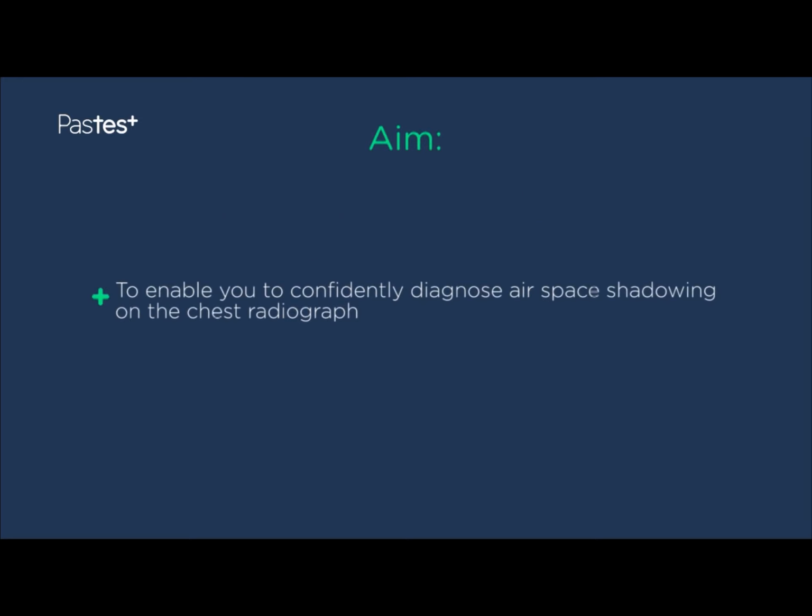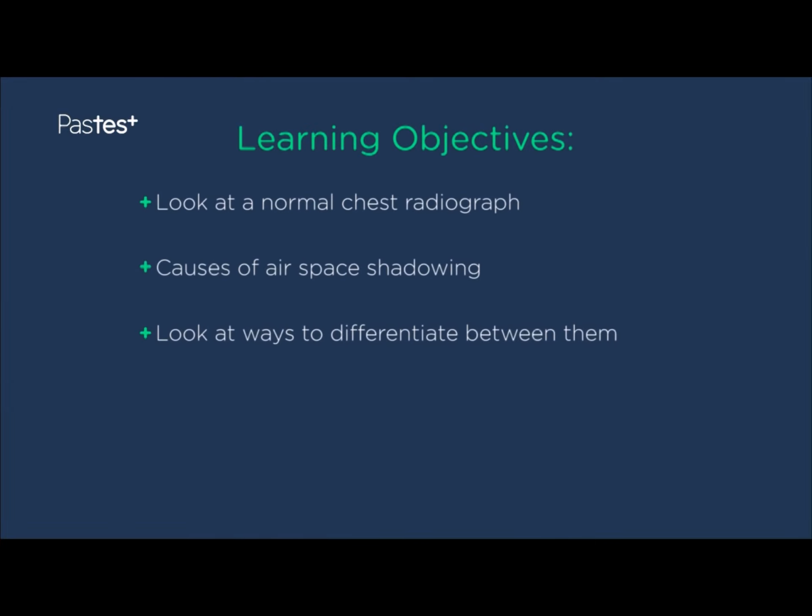The aim of this lecture is to enable you to confidently diagnose airspace shadowing on the chest radiograph. To do this, first we're going to look at a normal chest radiograph, in particular the anatomy. We're going to look at causes of airspace shadowing and look at ways to differentiate between them.